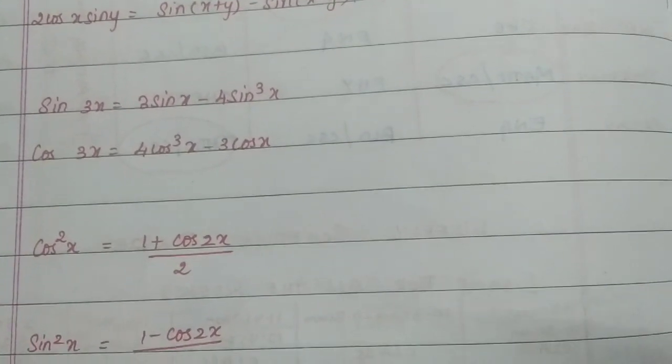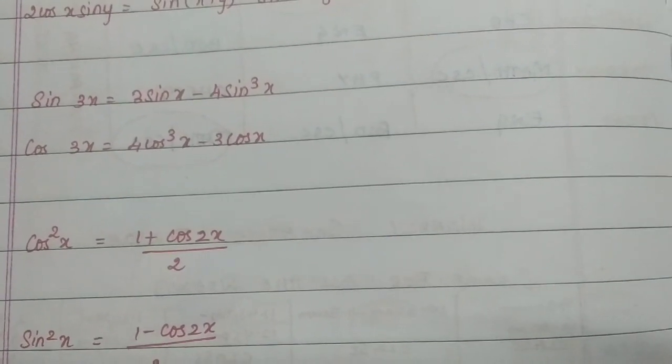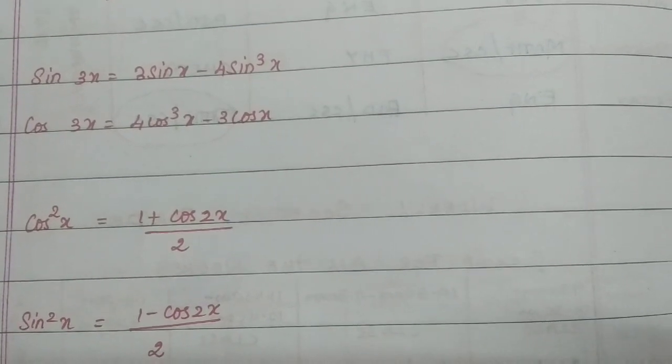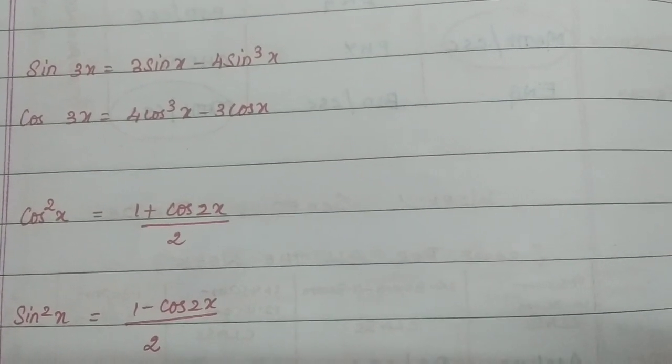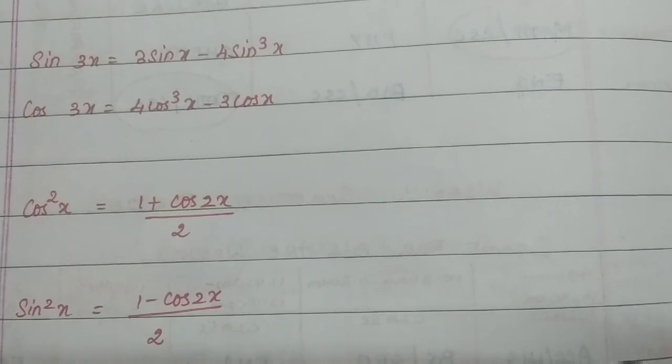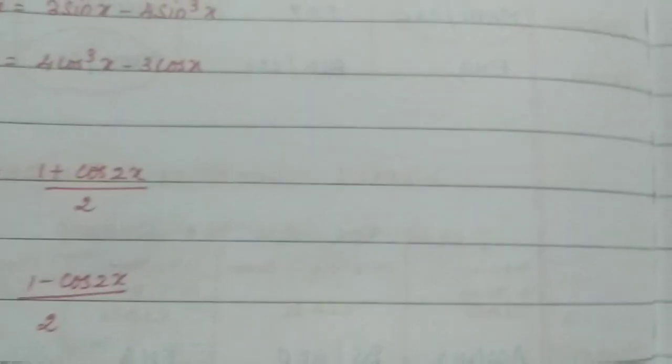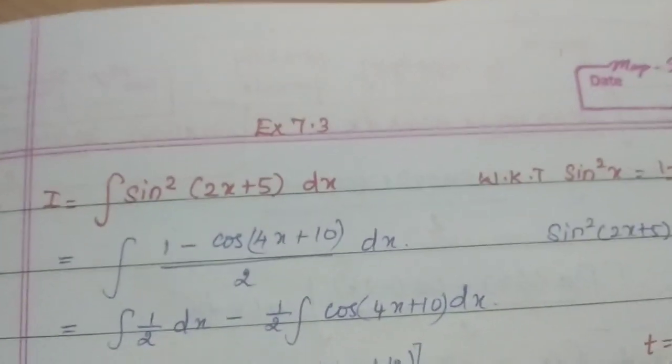Similarly, what is cos 2x? It is 2 cos squared x minus 1. Similarly, what is cos 2x in terms of sin squared? It is 1 minus 2 sin squared x. From these two formulas, I have derived these two things. And now let us move on to the exercise.